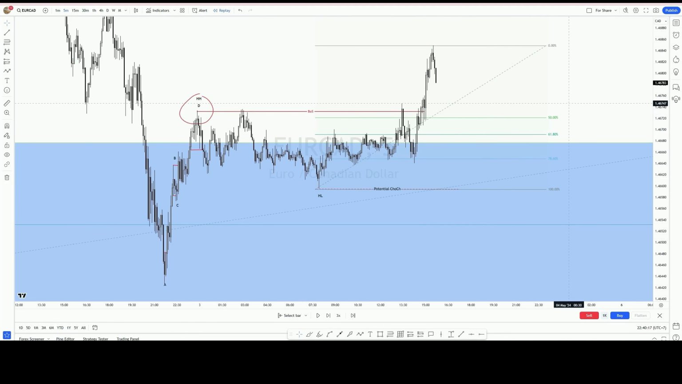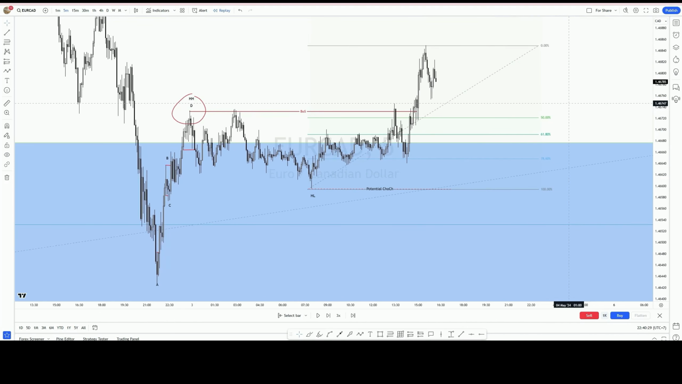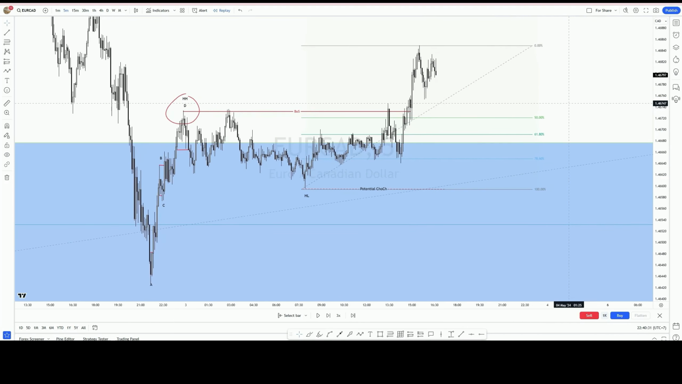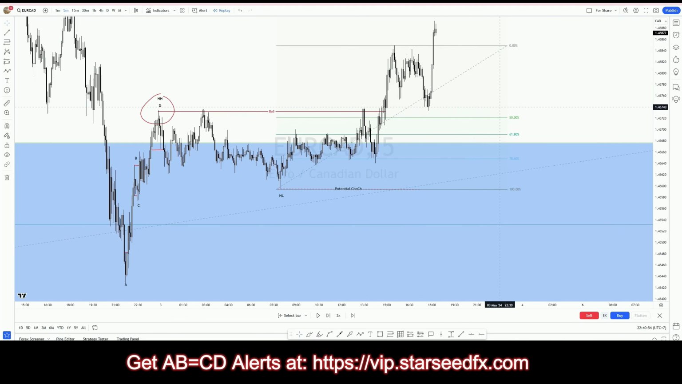The market started to pull back. It didn't reach our 50% here. The market has not reached our 50%. Okay, so even if your pending buy was at 50%, it was not triggered.